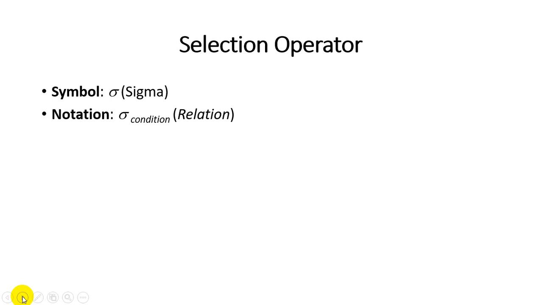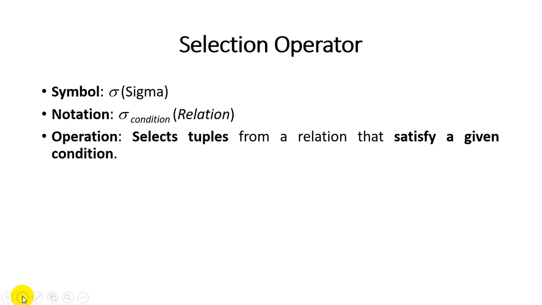The notation is sigma, a predefined condition, and a relation. Relation means a table name where we want to select records based on a condition. The operation selects tuples from a relation that satisfy a given condition. End users provide some condition, and based on the condition we retrieve records from the particular relation. At that time, we use a selection operation. Records that satisfy the given condition will be displayed in the result.